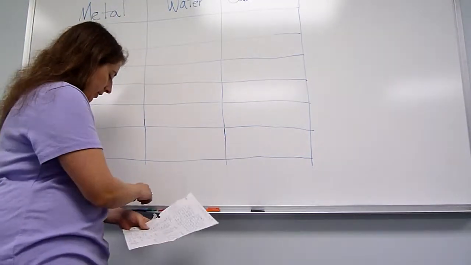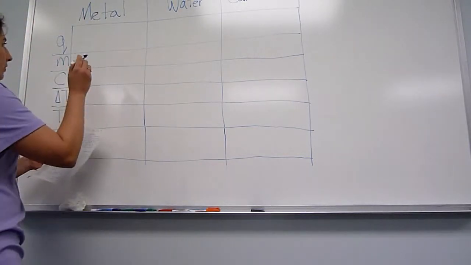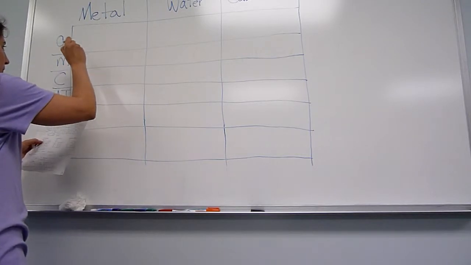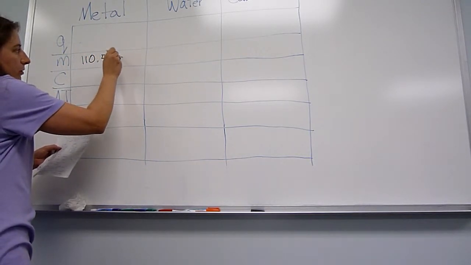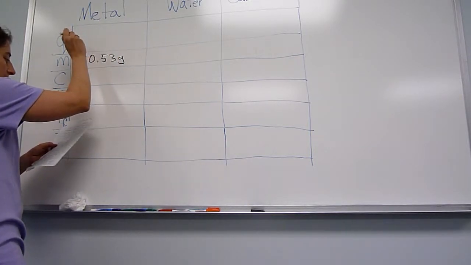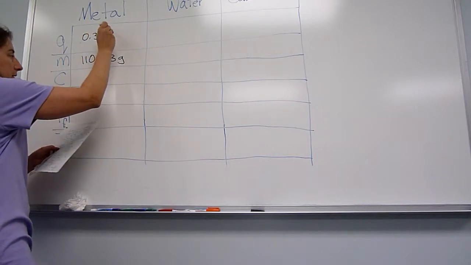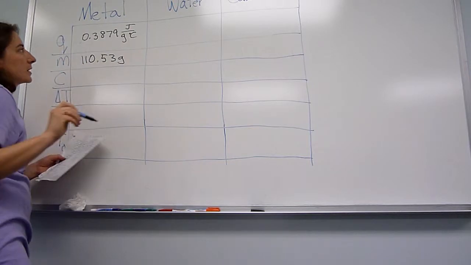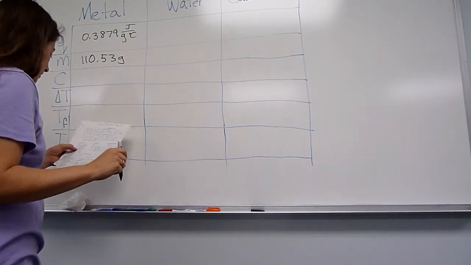So what do we know in the problem? We'll fill in our chart with what we know. So we know that we have a metal of the mass 110.53 grams. We know the specific heat of that metal, which is zinc, is 0.3879 joules per gram degrees Celsius. Every piece of zinc everywhere has that same specific heat.